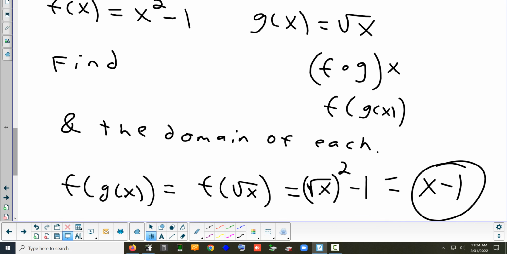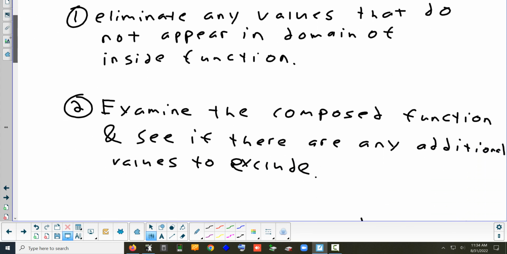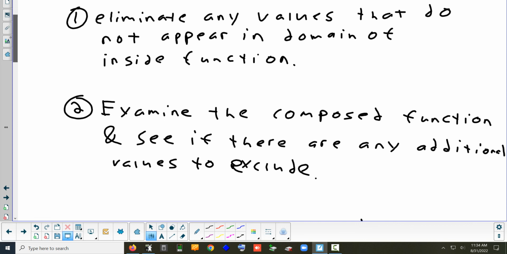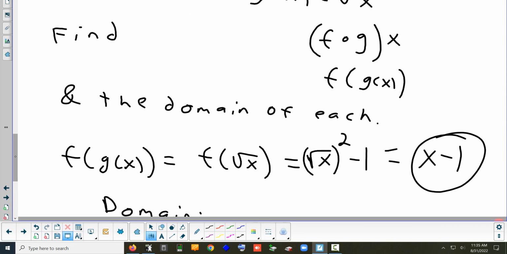No. Let's go back and look at the steps for the domain. Step 1, eliminate any values that are not in the domain of the inside function. What's the inside function in this problem? g of x, which is the square root of x. What is the domain of the square root of x? Yep. That's 0 to infinity. Including or not including 0? Yeah, including. So we're already limited to 0 and up based on the inside function.